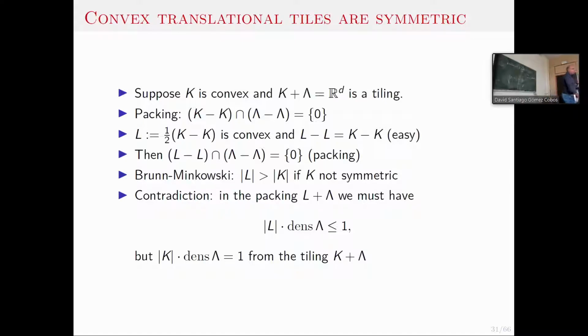So it must be a polytope, and its codimension 1 facets, sometimes they're called faces, they must be symmetric polytopes in dimension d minus 1. So for instance, in 3 dimensions, if you have something that tiles, its faces cannot be triangles, because the faces must be symmetric. Triangles are not symmetric. Okay.